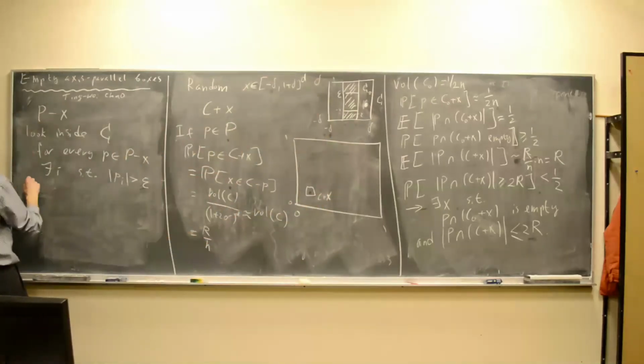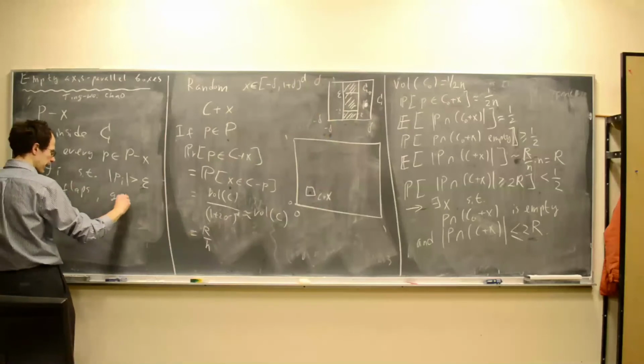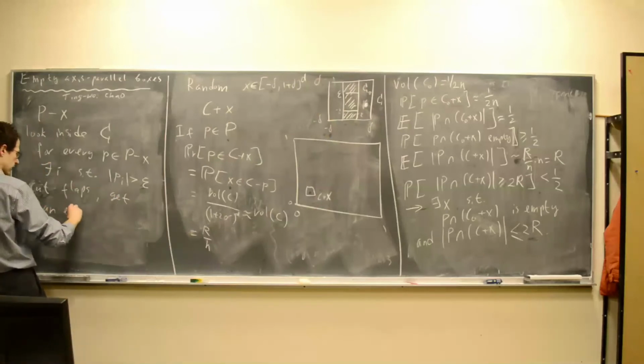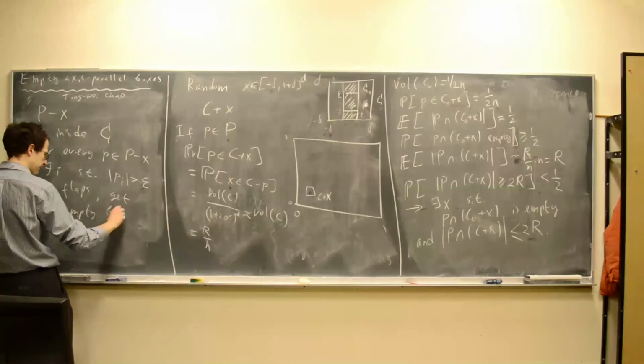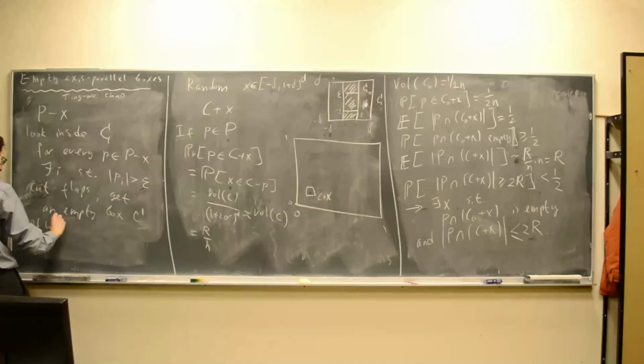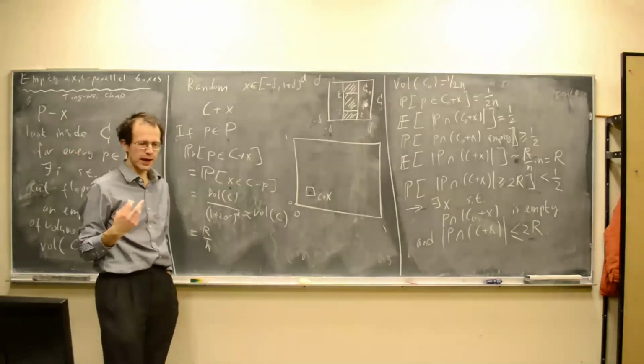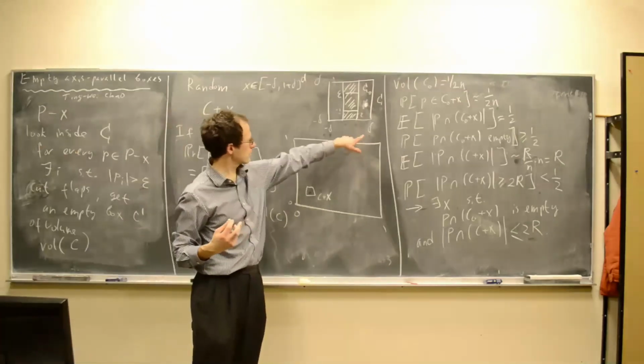So I cut the flaps, and I get an empty box C prime. And what's its volume? Well, it's not difficult. The volume of this is going to be basically the volume of the box I started with, C, except each time I cut the flap, I'm replacing the delta by epsilon.